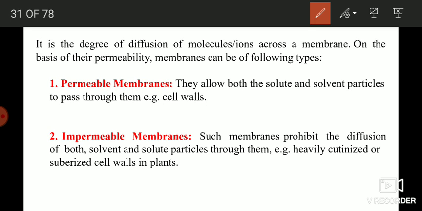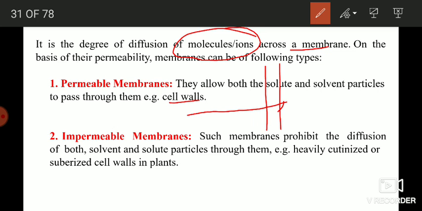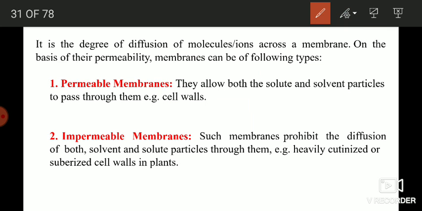Membrane permeability is simply defined as the degree of diffusion of molecules or ions across a membrane. Say this is a membrane. How permeable this membrane is to ions and molecules constitutes its membrane permeability, that is, the ease with which molecules and ions can pass through this membrane. On the basis of the degree of permeability, membranes can be categorized into the following four types.